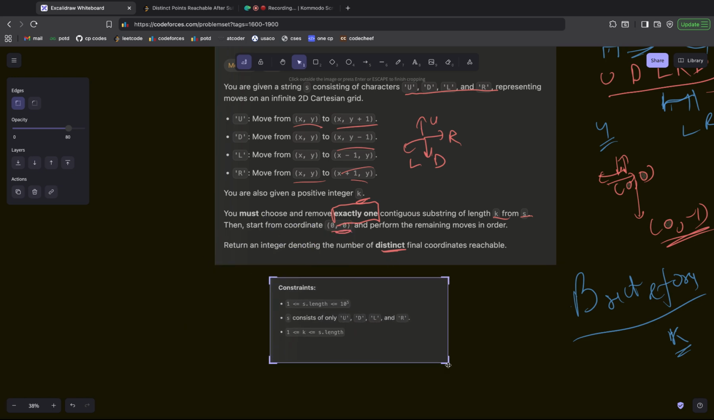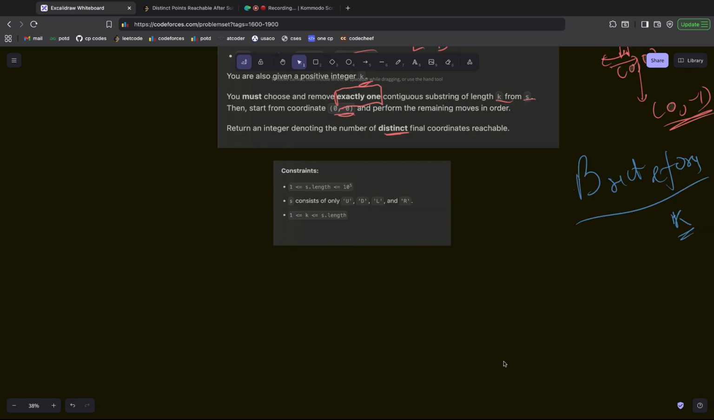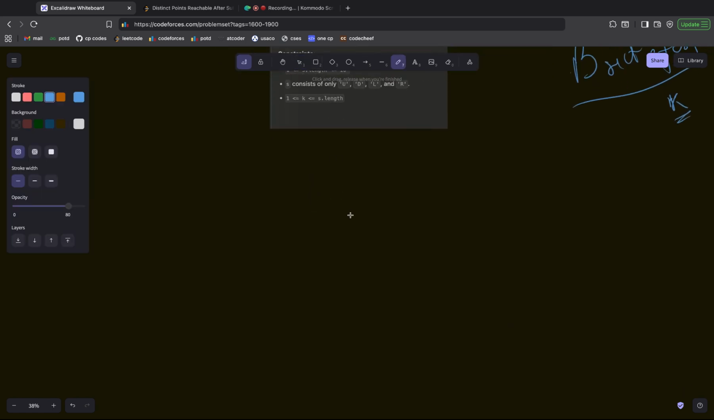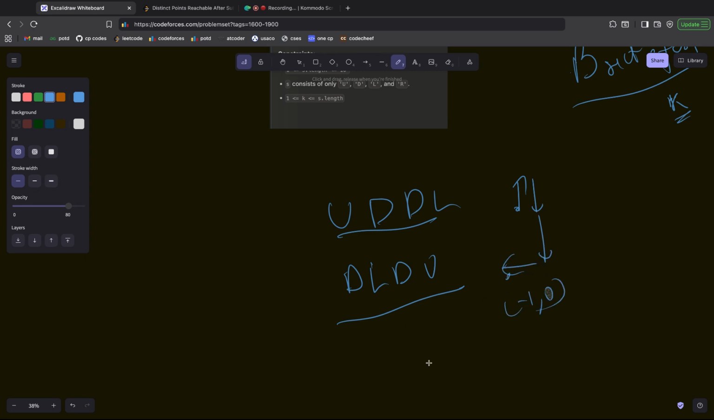So how to make this easier? What you need to see is that if I have two strings, let's say one is U, D, D, L, R, and another is D, L, D, U. Let's do both of these. Up, down, down, left, right, and I end at minus 1, 0. Now the other: down, left, down, up. Again I end up at minus 1, 0.